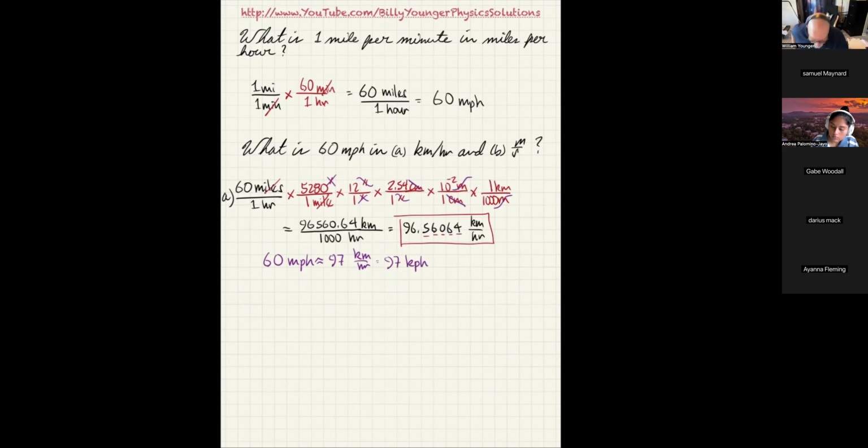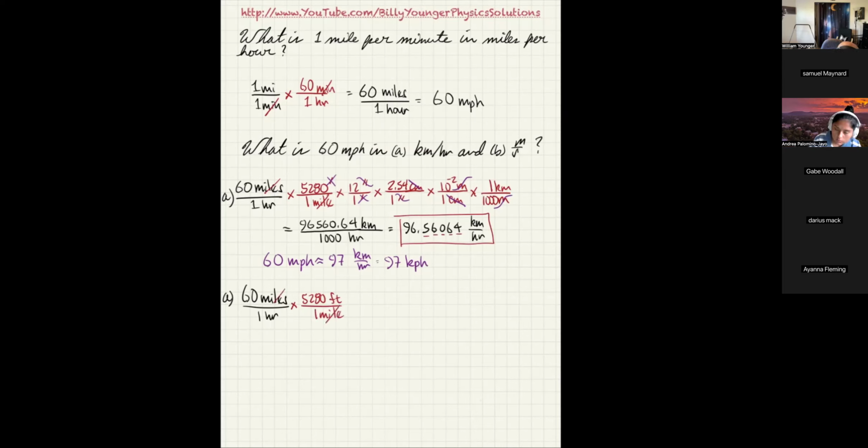So that helps. Now, what I'm going to do is the same thing, but this time I'm going to convert it to meters per second instead of kilometers per hour. So let me go ahead and carry that out. So we've got 60 miles divided by 1 hour. Switching to my red, I'm going to do the same thing I did before. I'm going to say 5,280. This time I'll actually write out the feet. 5,280 feet equals 1 mile.